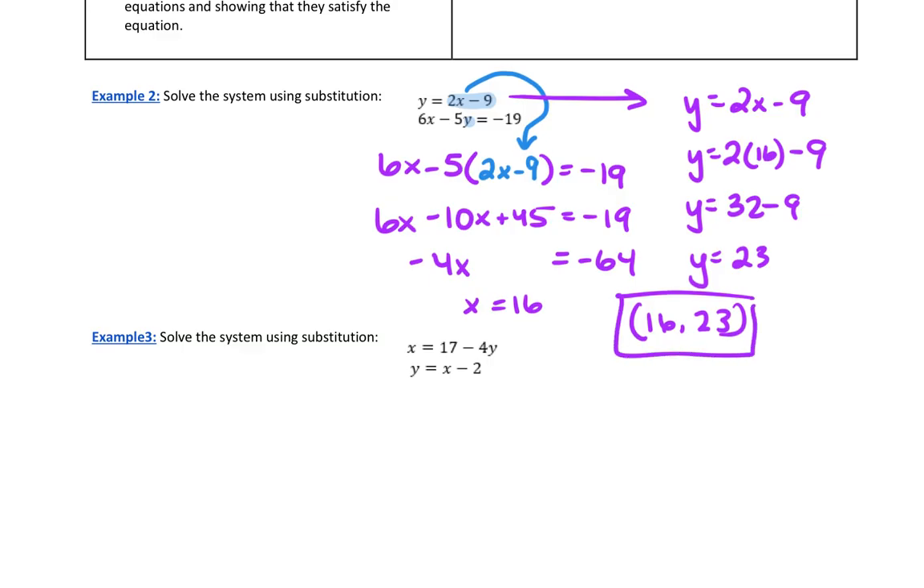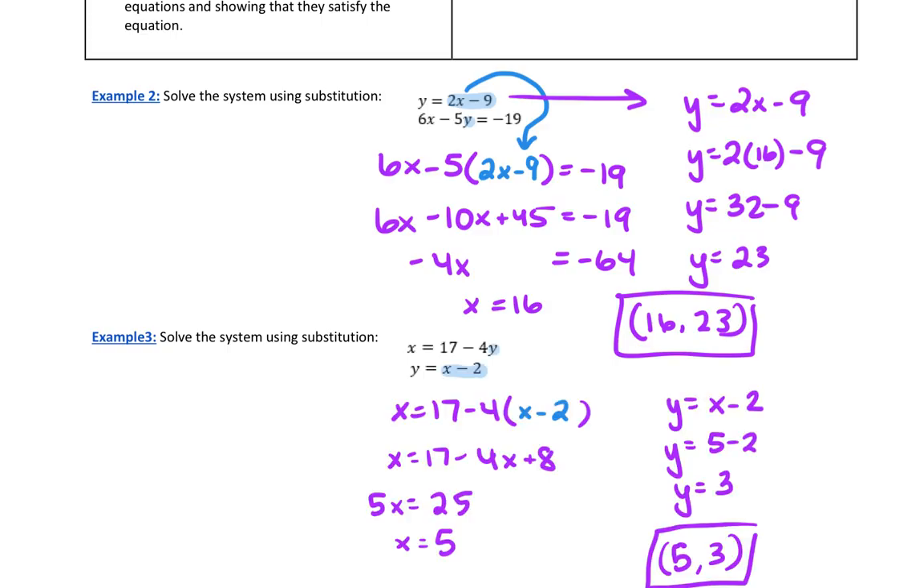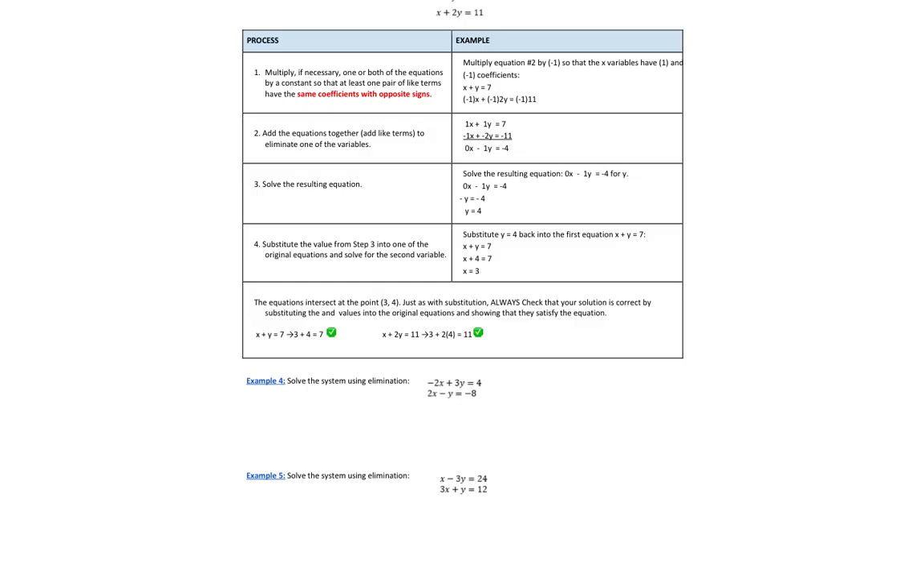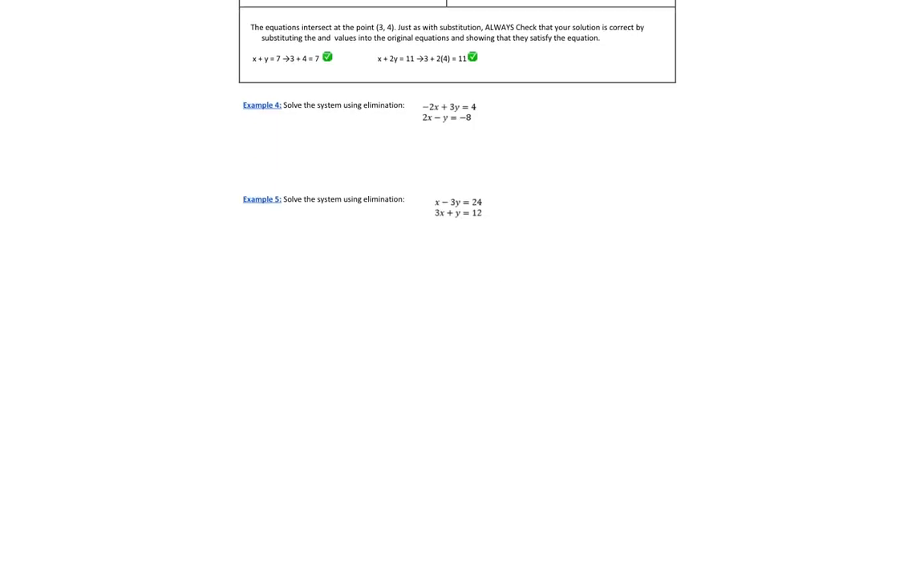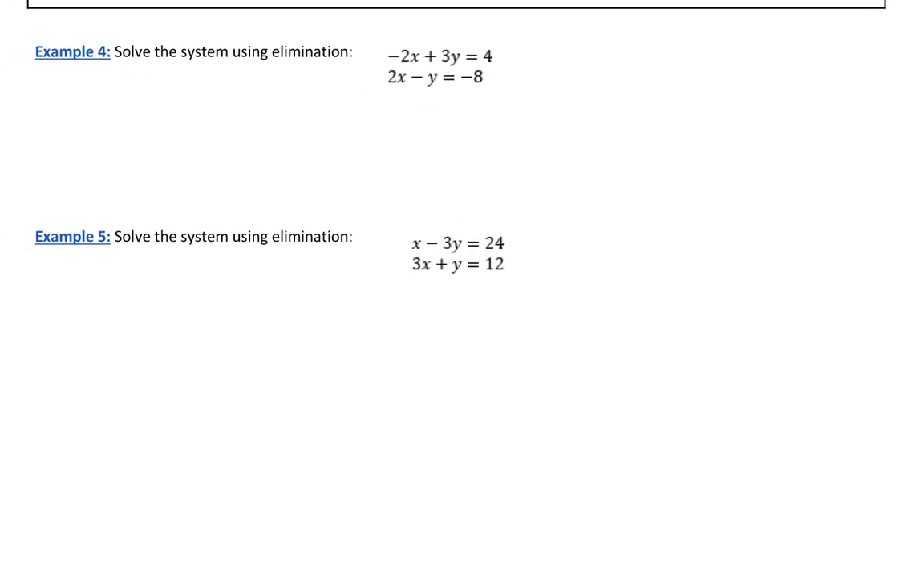Okay. I would like you to try this next example, pause the video, and then check your work with mine. So here we solved for x, and x was 5, and then we went and solved for y was 3. So we have (5, 3) is the ordered pair. So this next page explains elimination. It gives you an example. We're going to jump right in to example number 4.